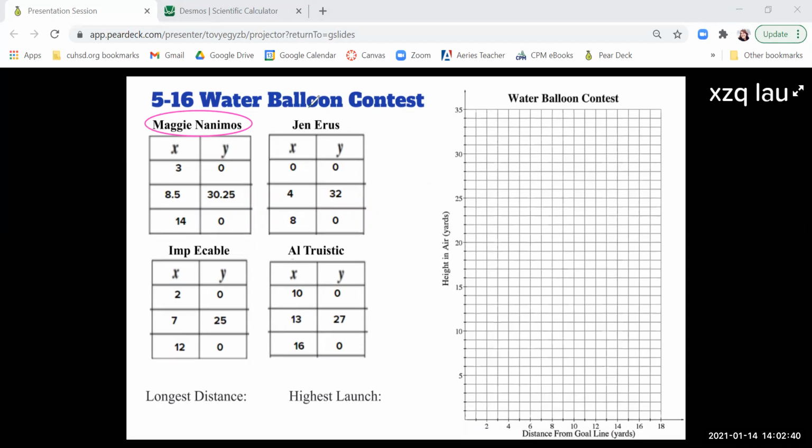All right, so we're going to go 3, 0 and 14, 0. Notice how that's 11 units apart. 3 to 14 is 11. So the distance for her is 11 yards. That's how far hers went. And then her height or highest point is 8.5 comma 30.25. So just above that line. And when you make your parabola, it's probably going to look kind of funky. Try to make it as smooth as you can. Sometimes it works best to start from the vertex. There's Maggie's graph.